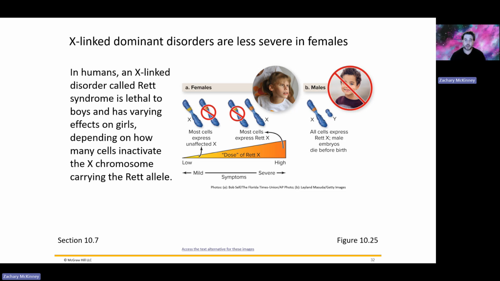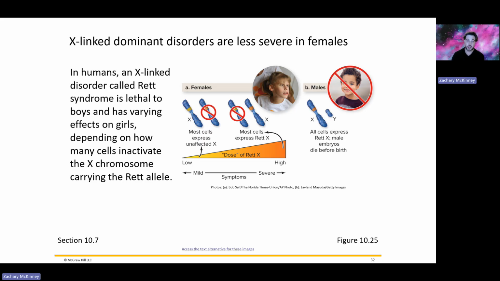X-linked dominant disorders, again, are also less severe in females because of that X inactivation. So some of the X's that carry the dominant disorder will produce their proteins, but because in some of the other cells that X will be turned off, it may be less severe. So it really just depends. If most cells are expressing your unaffected X, then you have a more mild condition. If more of them are expressing the affected X, it can be more severe.